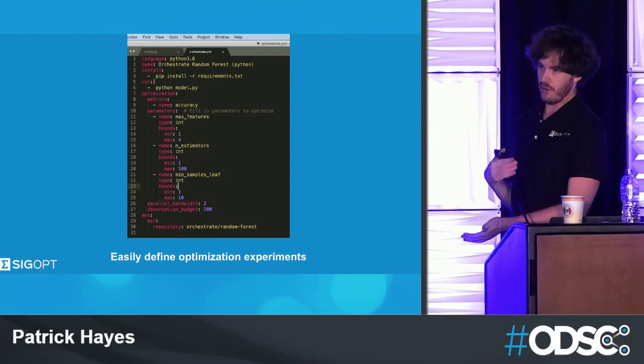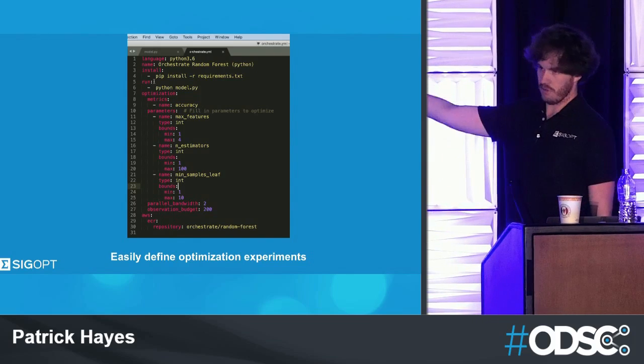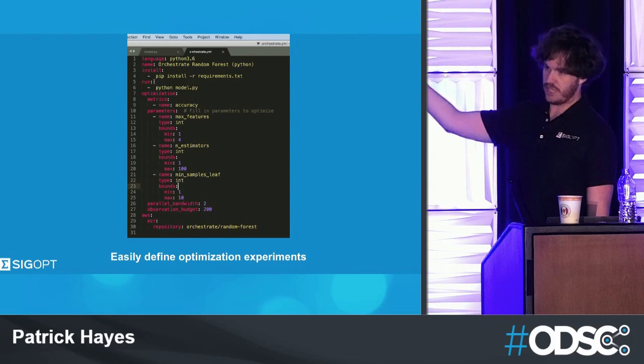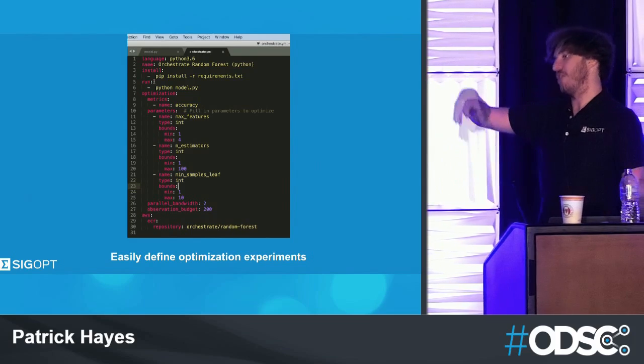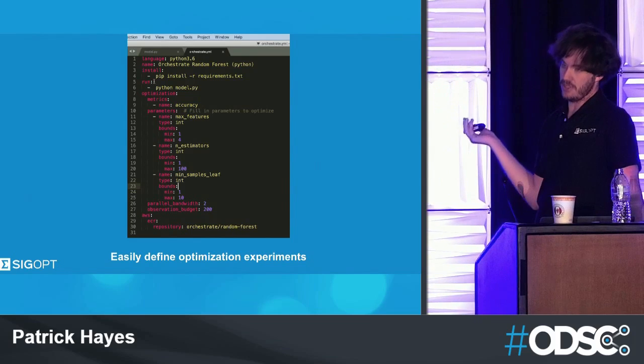So we never see your model code, and we never see your data. But you'll submit requests to our API for suggestions that fit these bounds. You evaluate those suggestions, and then you use our API to report back how well those suggestions did.